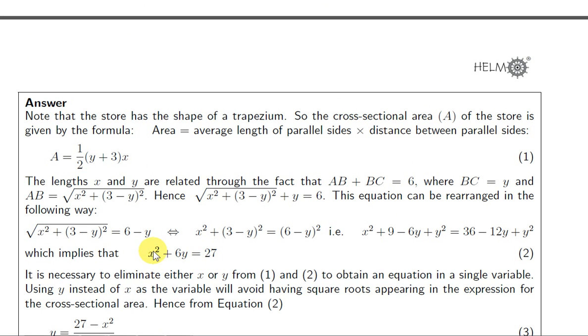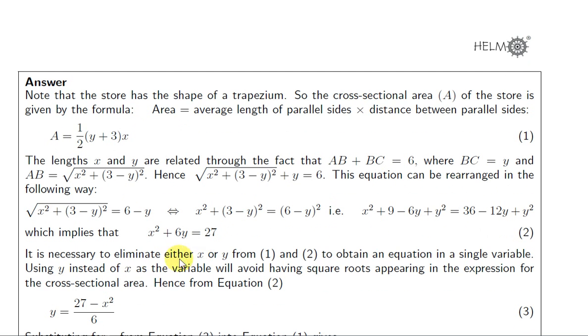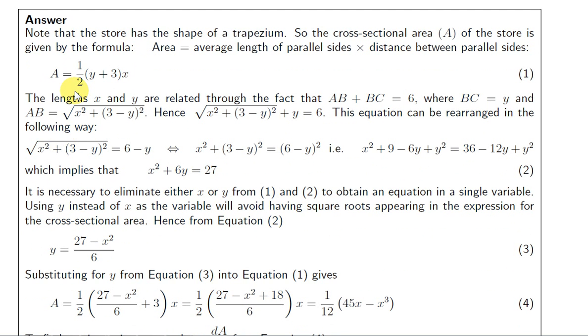So this is our constraint equation. So we make either x or y the subject of this. It's easier to make y the subject, then we have no square root. So y is 27 minus x squared, divided by 6. So we sub this for y into the area formula. That means we get the area in terms of x only. So this is what we get.